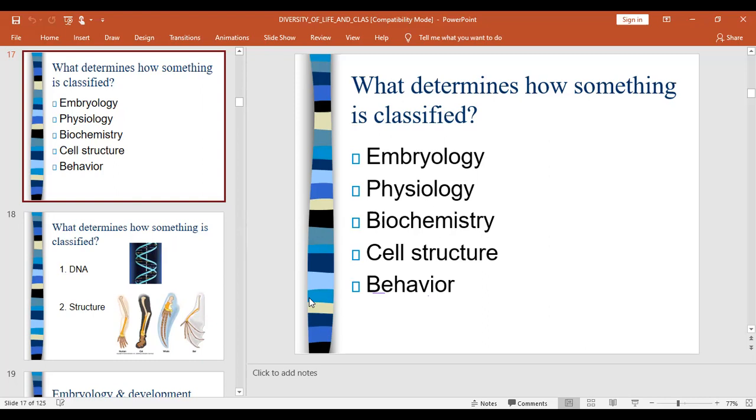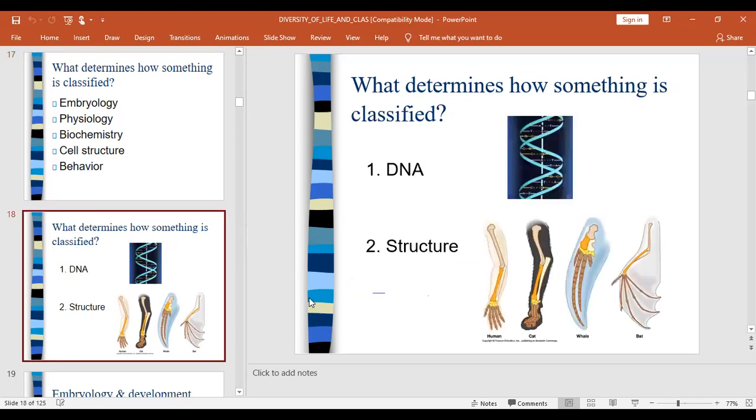And then also the behavior. Human beings have a sense to reason, and therefore they are classified. Much as we are close to the chimpanzees, they don't reason. And therefore, that behavior puts us in different classes. Now, look at how things are classified. We look at their DNA. The DNA is actually the most perfect way of classifying organisms. And then two, you look at the structure. Now, when you look at what I was calling the pentadactyl limb arrangement, are you able to see?